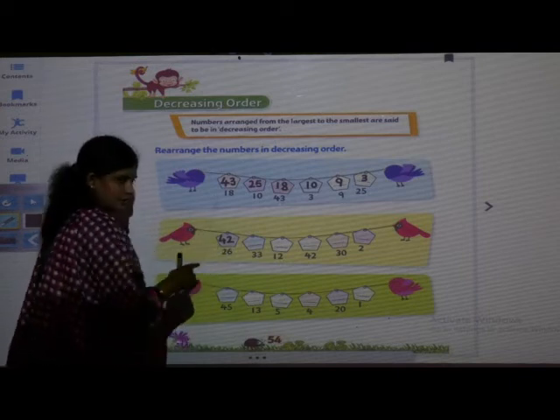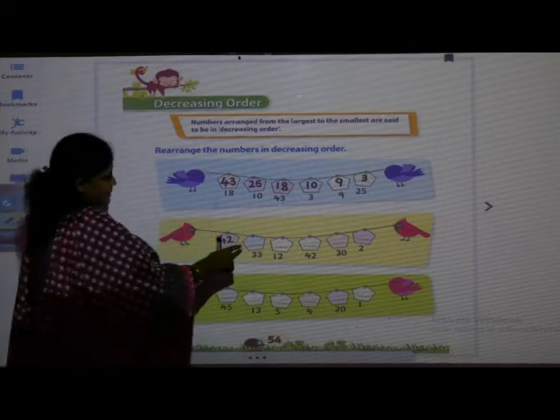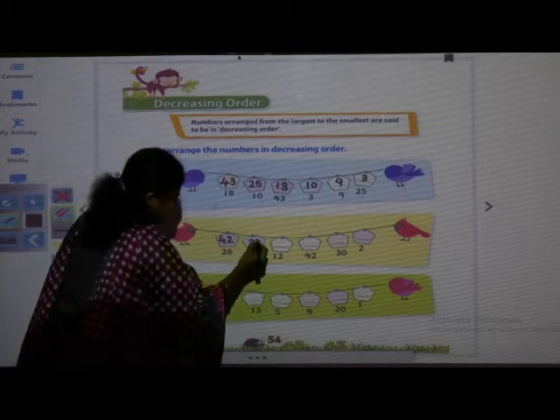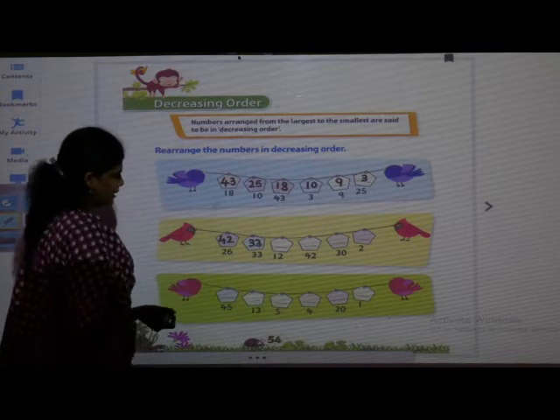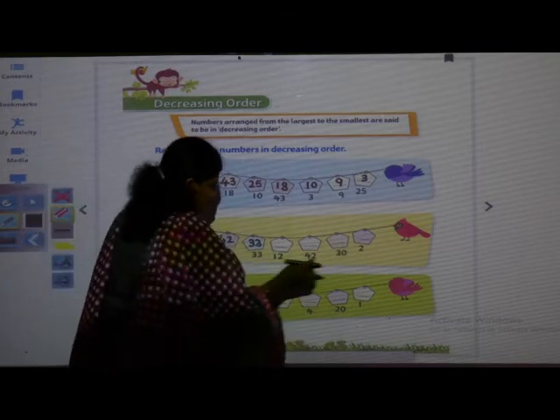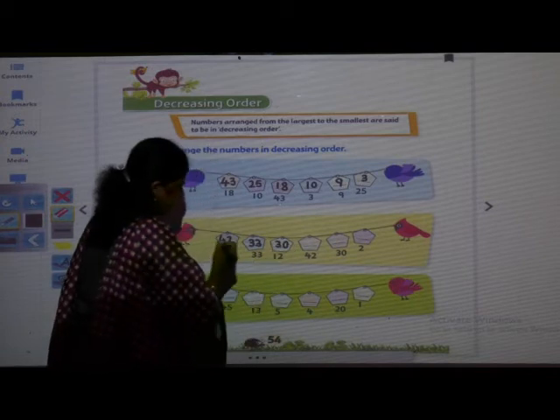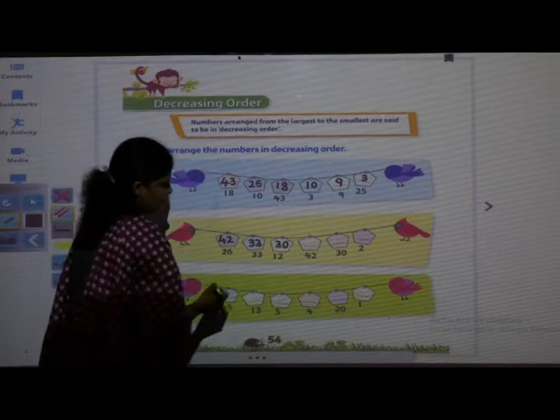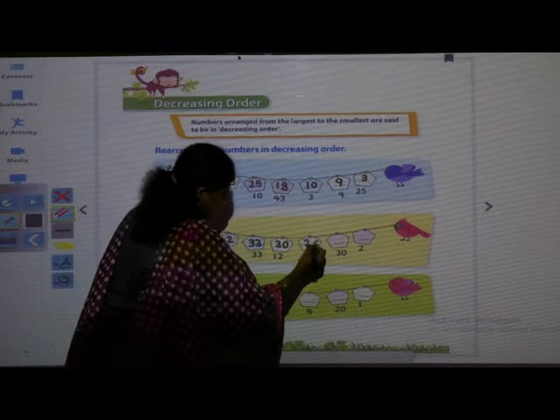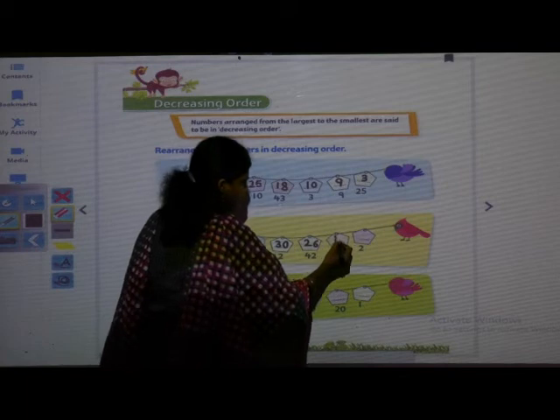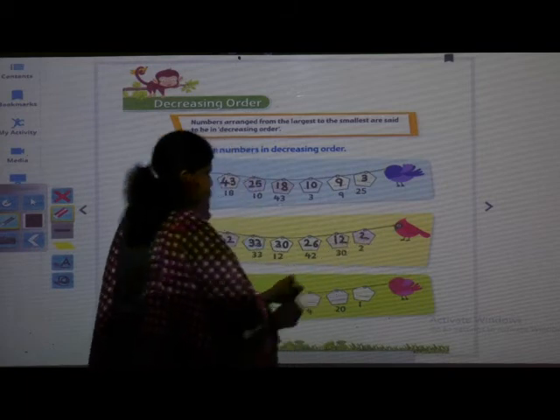After 42, every time the next smaller number must come, that is 33. After 33, we have to see which is the next smallest number in the given numbers, and then only we have to write 32. Then 26. Then 12, then 2.